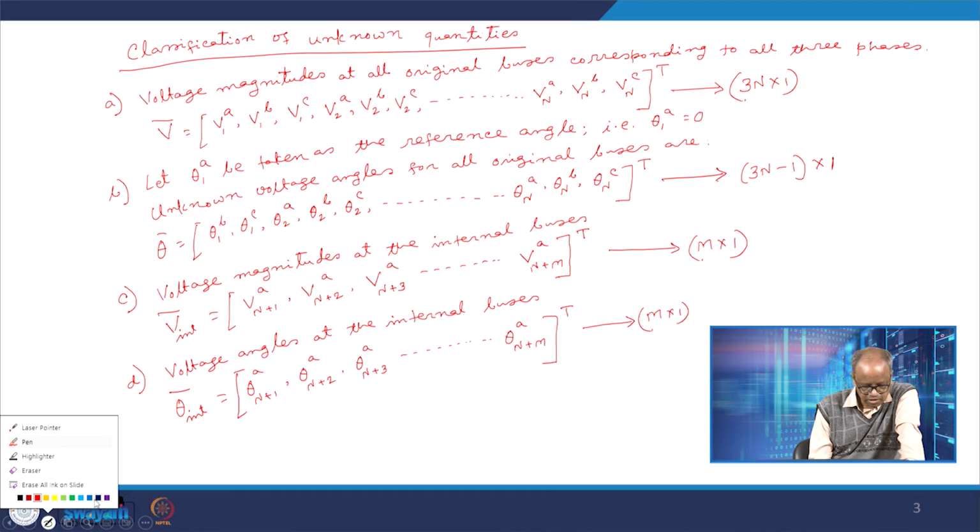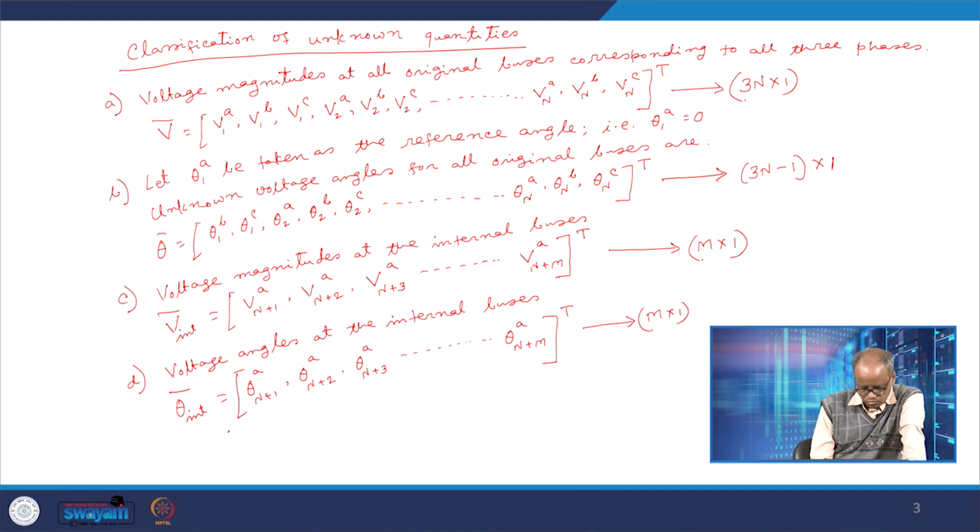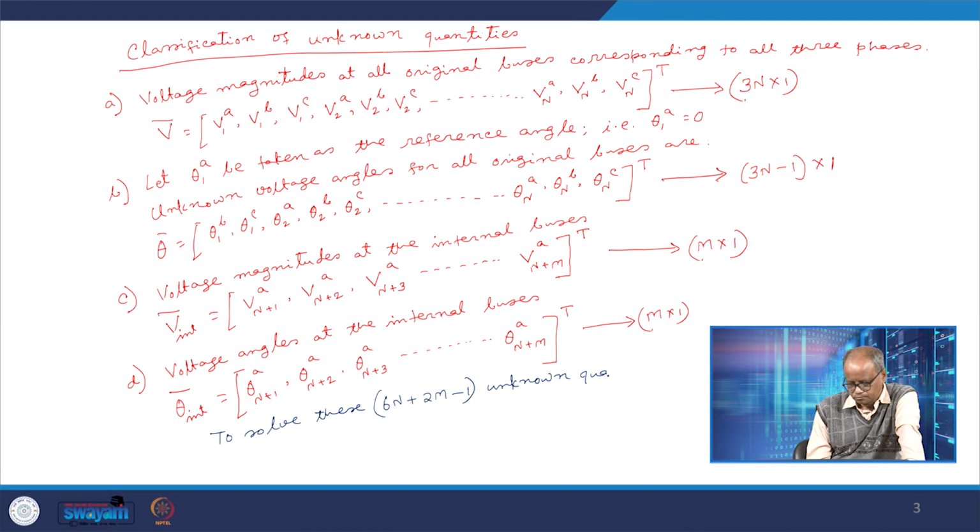So we must write it very boldly: to solve these 6n plus 2m minus 1 unknown quantities, we need 6n plus 2m minus 1 equations.